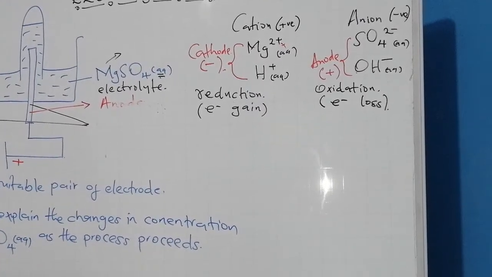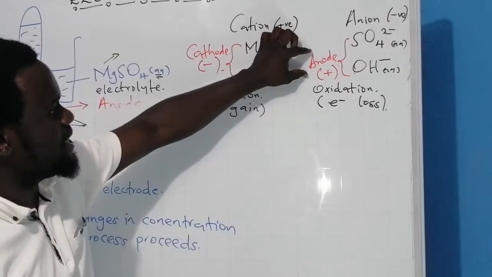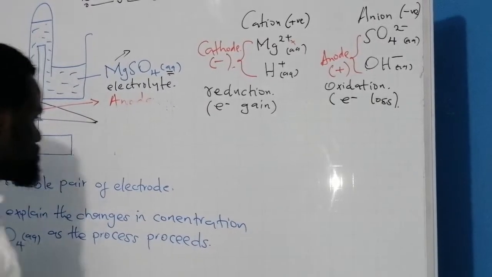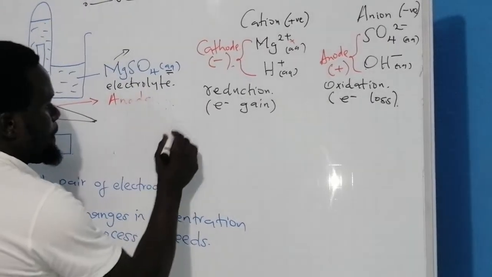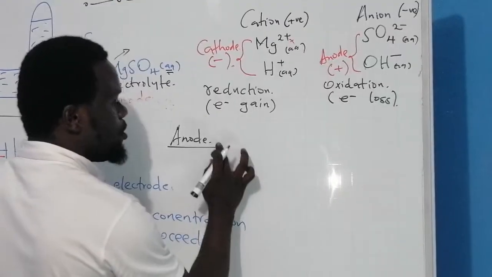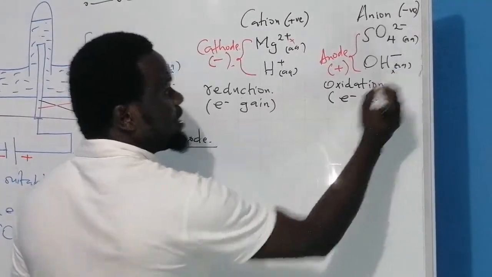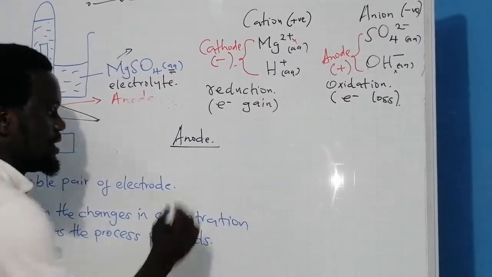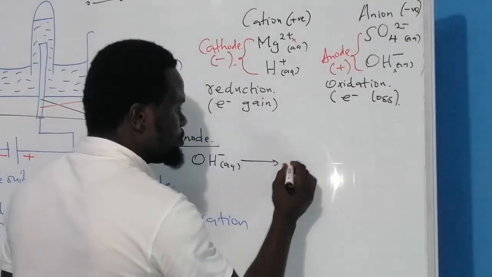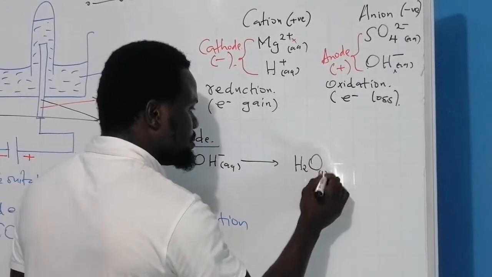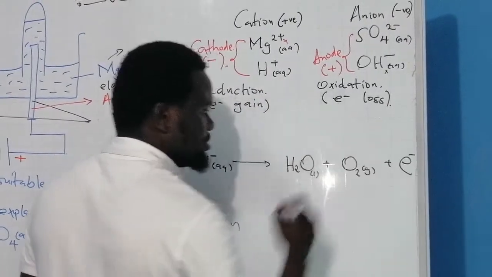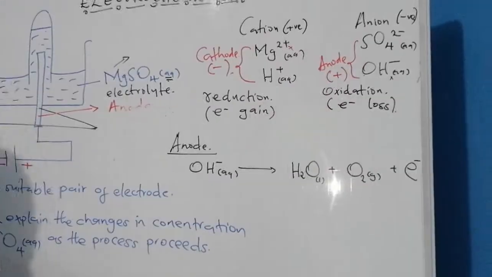I normally prefer students to start with the reaction taking place at the anode and finish with the reaction taking place at the cathode. So what takes place at the anode? At the anode we have oxidation, and hydroxide ions are preferentially discharged. Therefore, when hydroxide ions are discharged, they produce water molecules, oxygen gas, and electrons. And we need to balance the equation. How do I balance it?